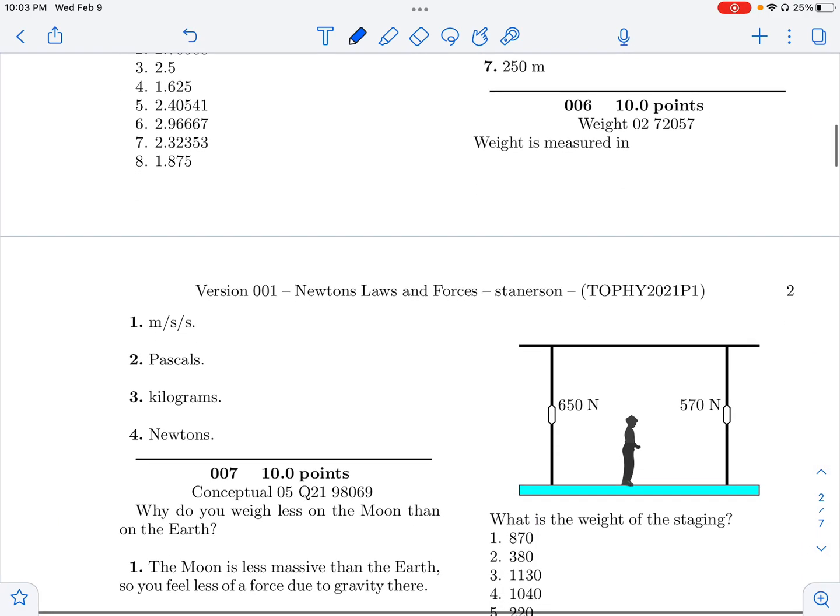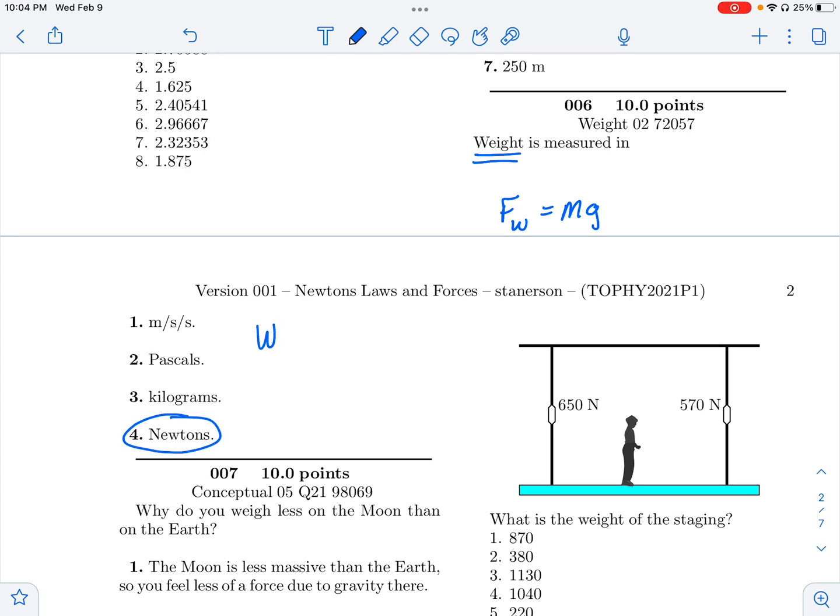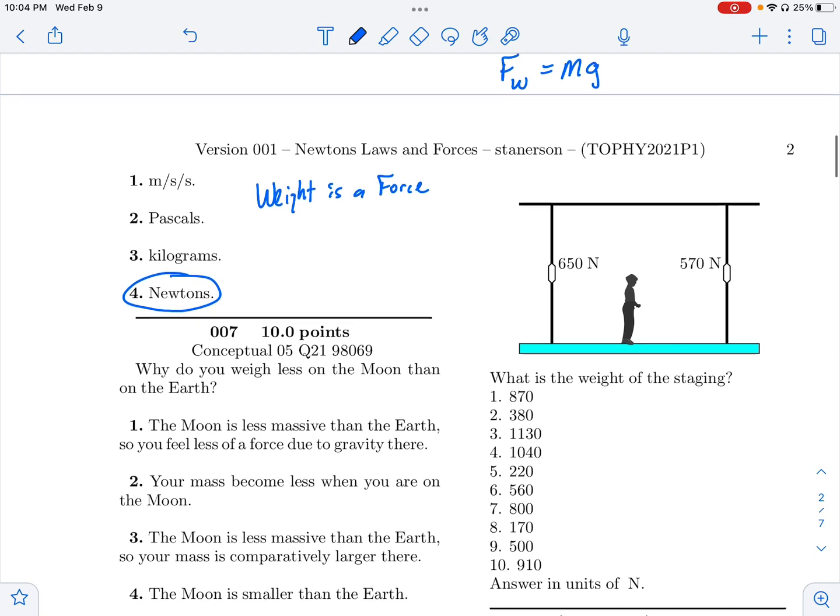I do want to make a really important point. Weight is not the same as mass, and weight for these questions is a force. So the force of weight is equal to an object's mass times the acceleration of gravity, and it is measured in newtons. Weight is a force. And so we need to include it in free body diagrams, and we need to use it when we're calculating these other quantities. So really big key idea there.